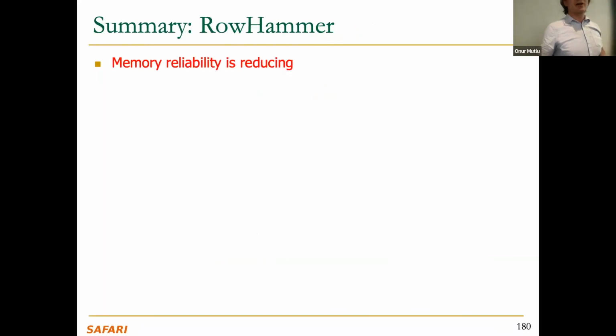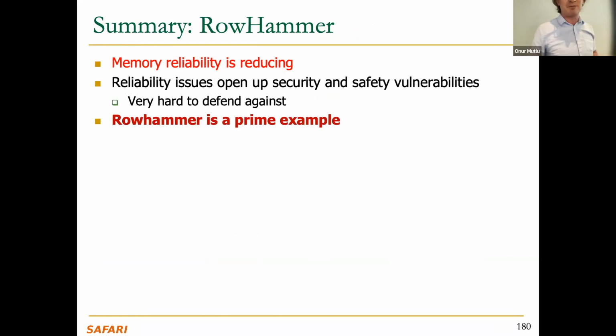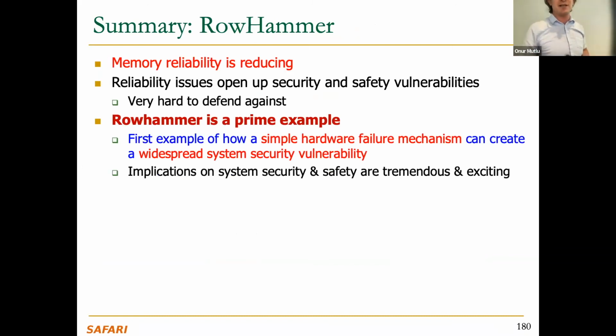So to conclude, memory reliability is reducing. These reliability issues open up security and safety vulnerabilities. These are very hard to defend against. Some people say that these are Byzantine failures. Do all you can to avoid them. And that's, I believe, true. RowHammer is a prime example of this. As far as we know, it's the first example of how a simple hardware failure mechanism can cause a widespread system security vulnerability. And I find the implications on system security and safety research tremendous and exciting.